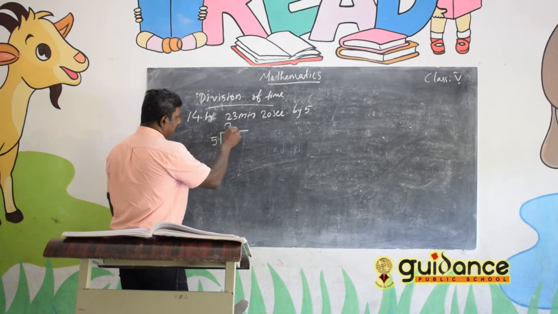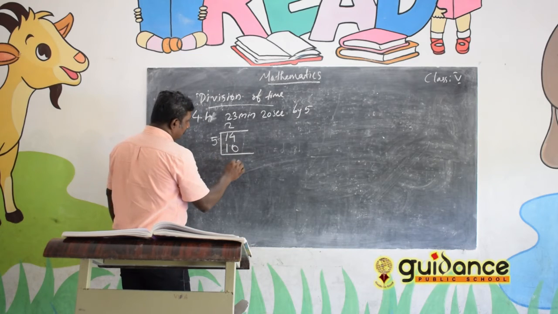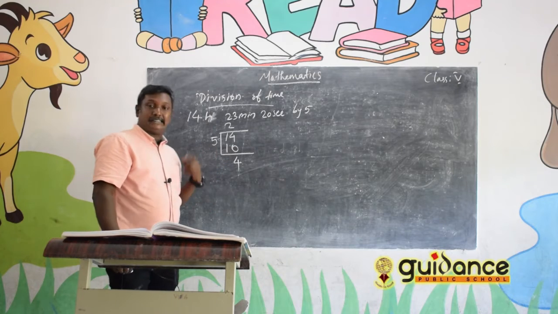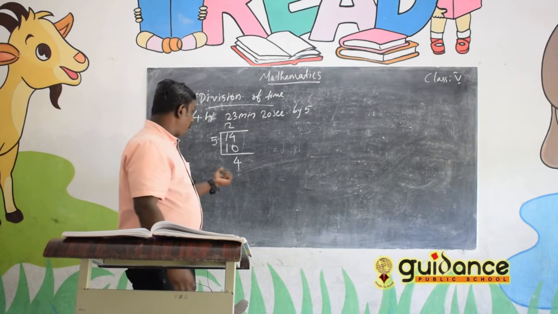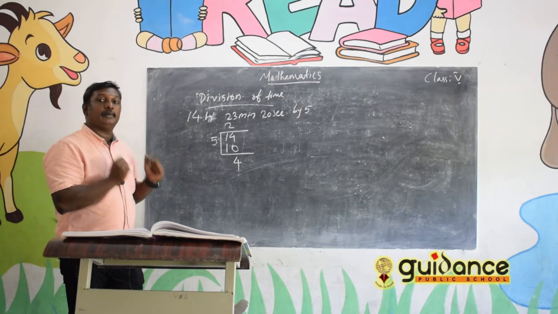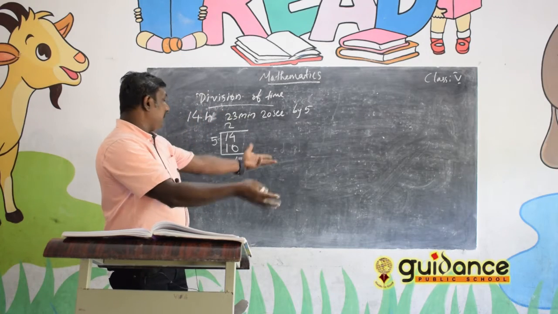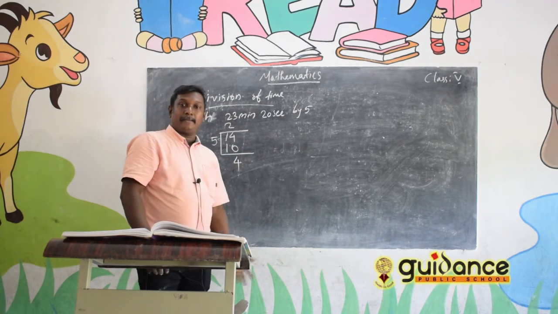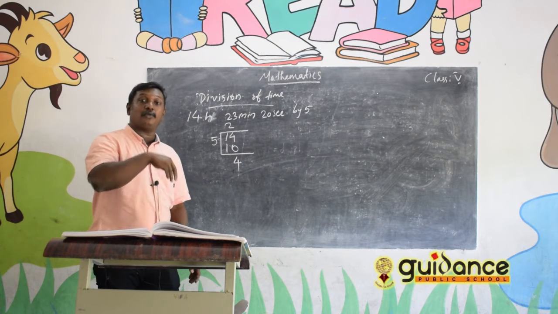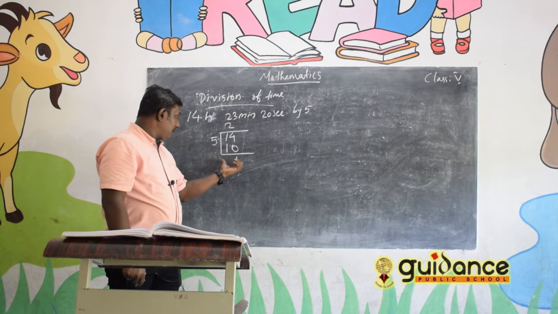Now 2 times 5 is 10. Then the remainder is 4. So 4 hours is the remainder. Be very careful, this 4 hours is the remainder. It is a remainder because we cannot divide it by 5. So this 4 hours we have to give to the minutes. This remaining hours we have to give to minutes.